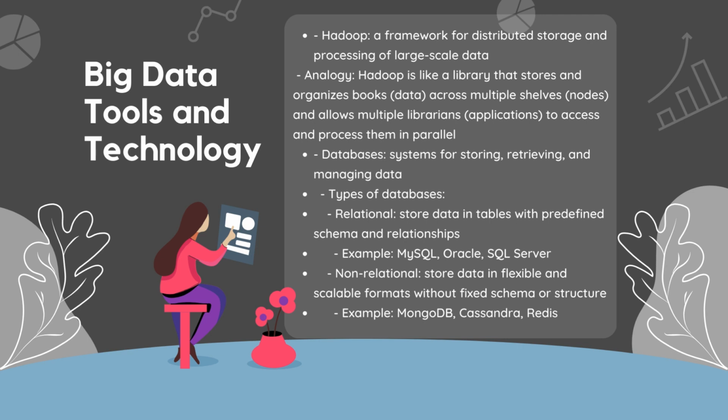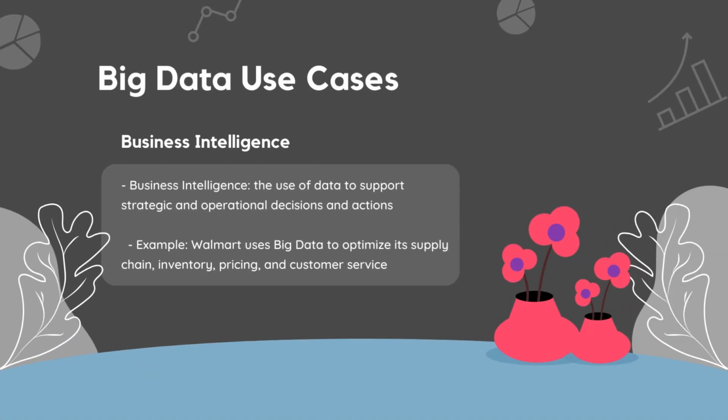So far, we have learned what big data is, why it matters, how it works, and what tools and technologies are used. But what can big data actually do? What are some of the real-world applications and examples of big data? In this section, we will explore two of the most common and relevant domains where big data is applied: business intelligence and social media.